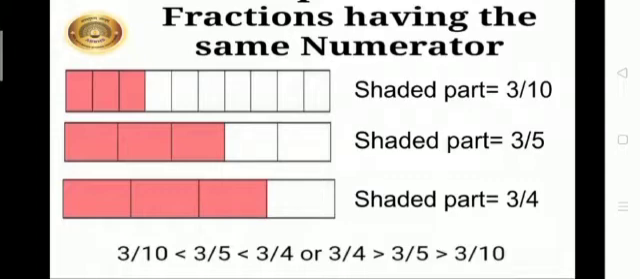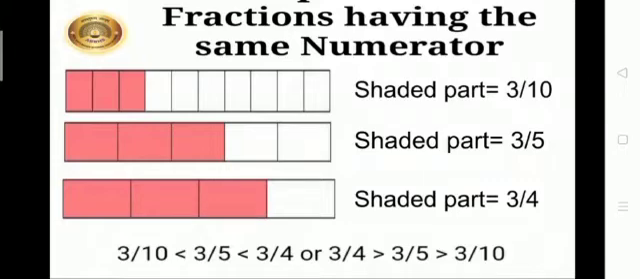We can observe that in all the 3 strips, 3 parts are shaded. So, in the fraction of shaded part, 3 is the numerator for all the strips, and the total number of parts are different. That's why all the fractions have different denominators, as denominator represents the total number of parts. So, we got 3 fractions having the same numerator.